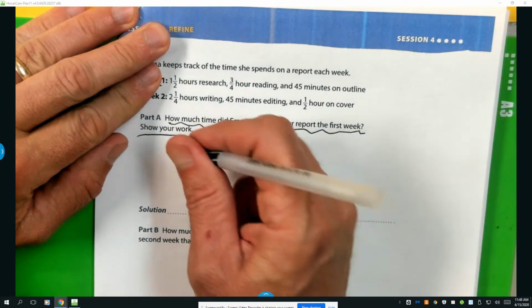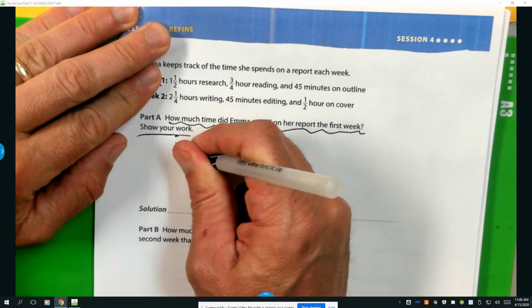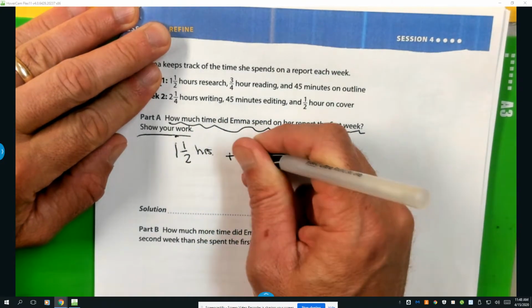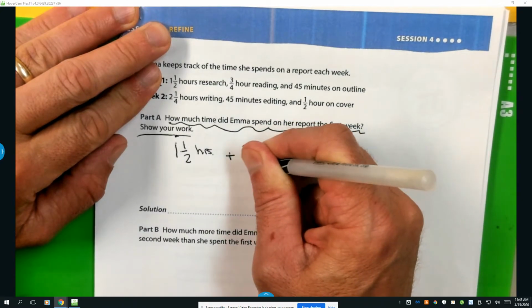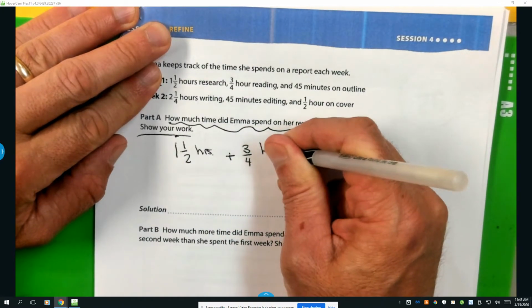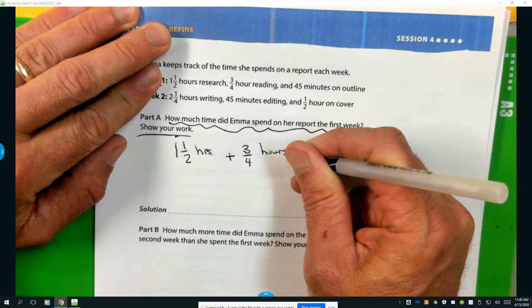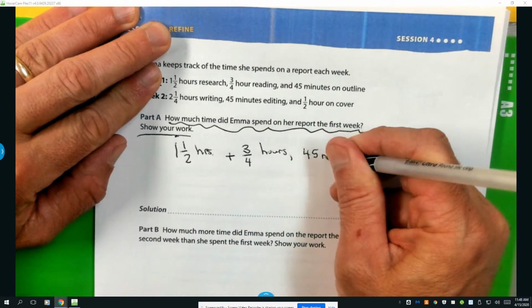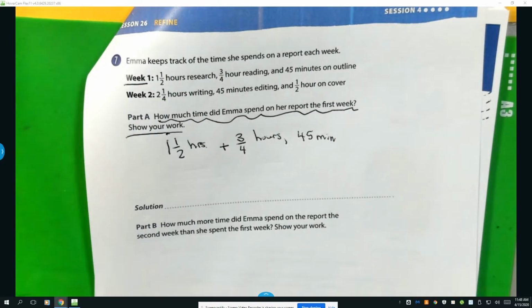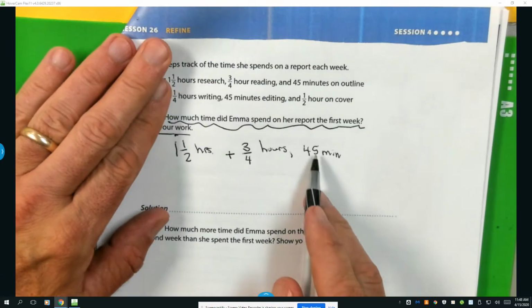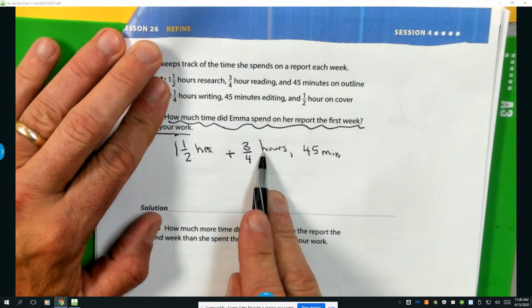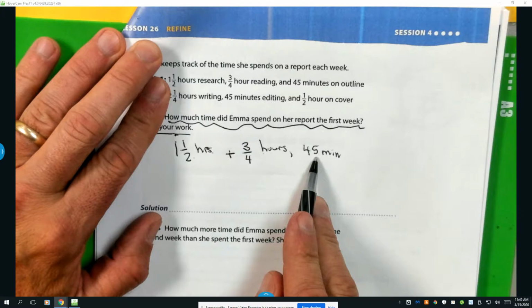1.5 hours plus 3/4 hours plus 45 minutes. Now, one of these things is not like the others. Look how this is in hours, this is in hours, and now this is in minutes.